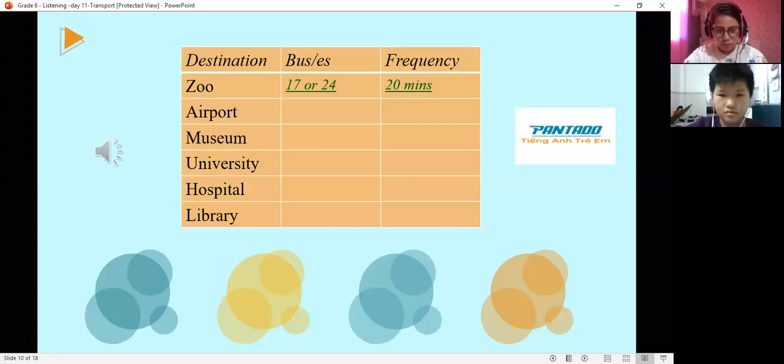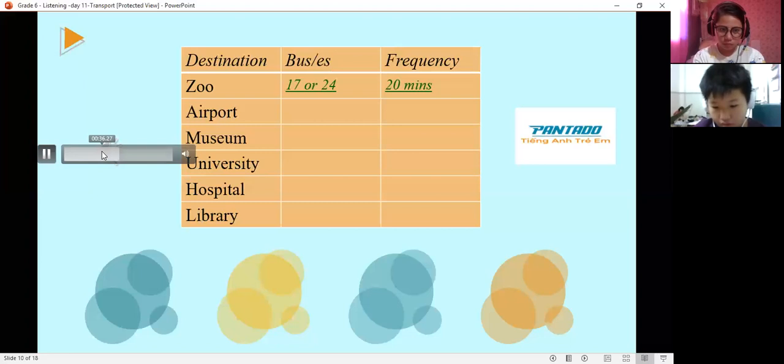What bus can I take to get to the zoo, please? Either a 17 or a 24. And how often do they leave? Every 20 minutes. What number is the airport bus, please? That's a number 25. Does it go very often? Every 5 minutes. I want to get a bus to the museum, please. Yes, you can take a number 44 or a number 50. How often do they leave? Every half hour.